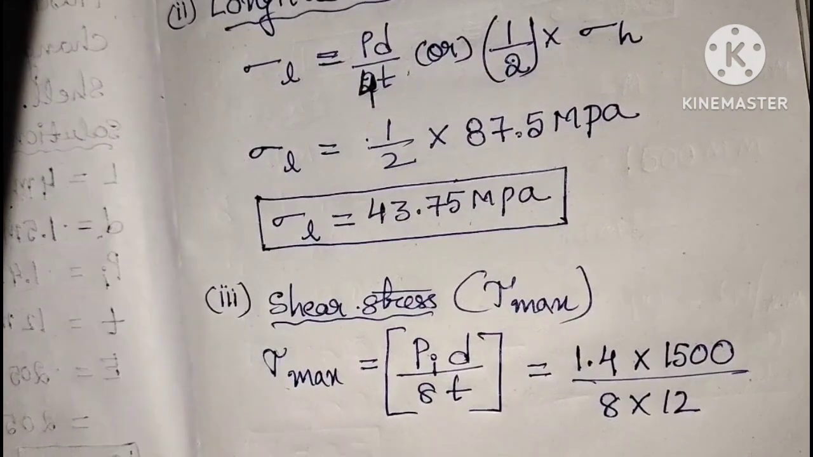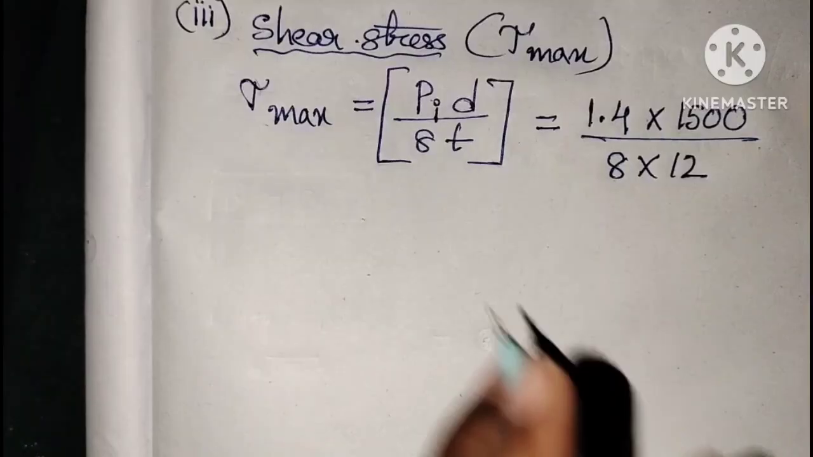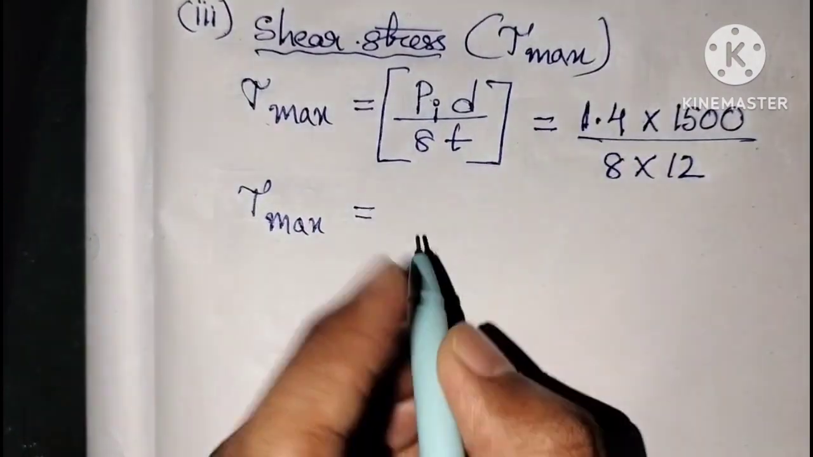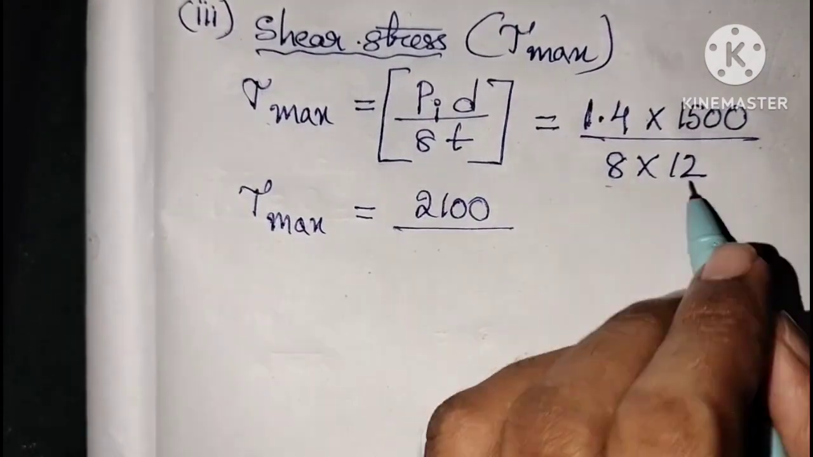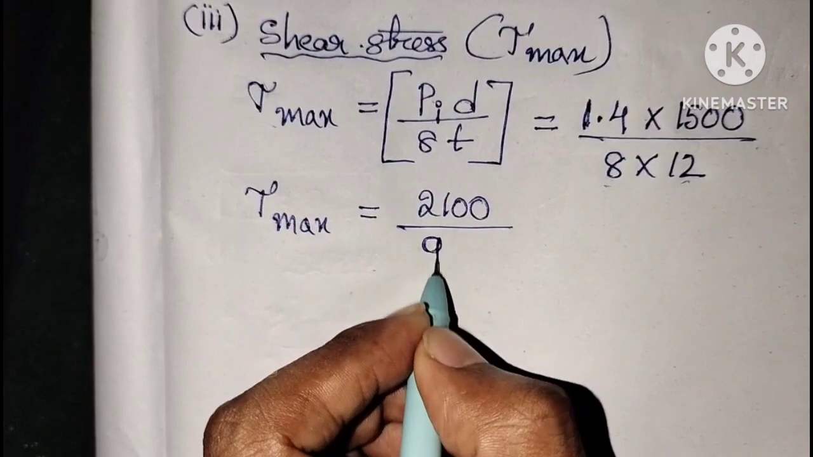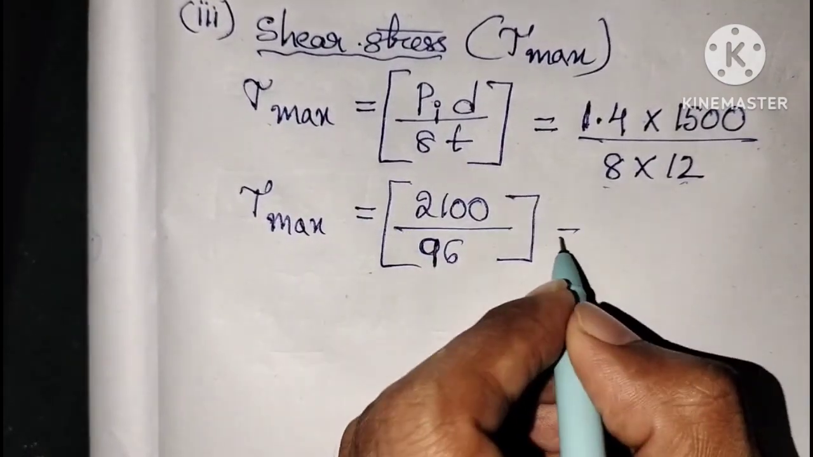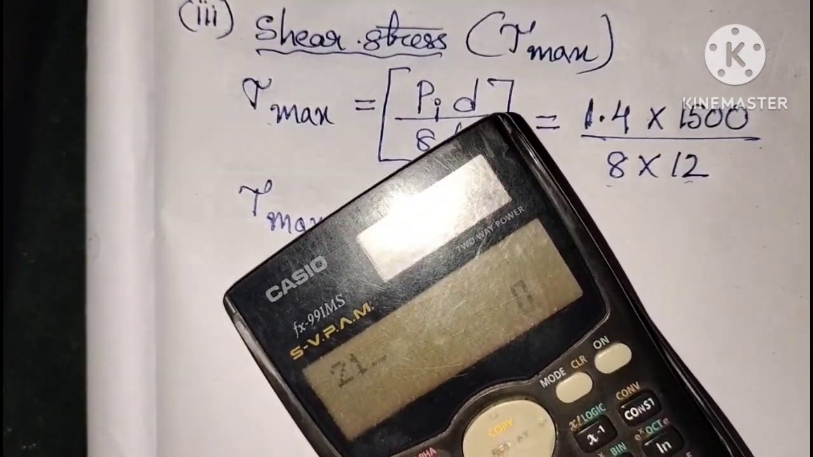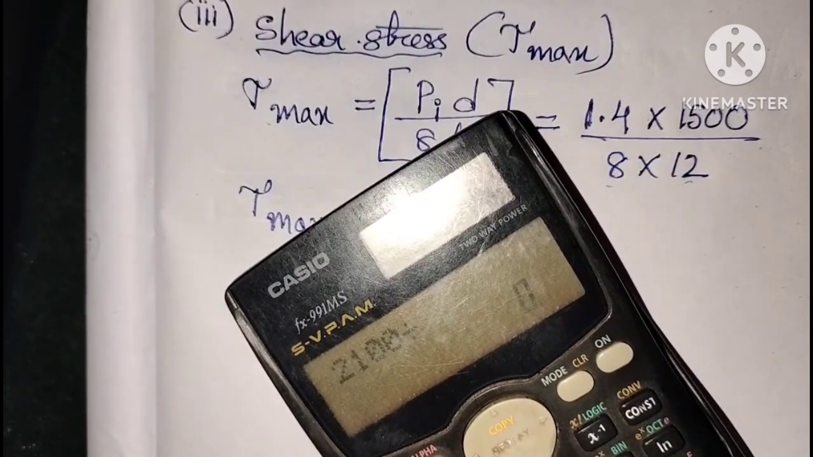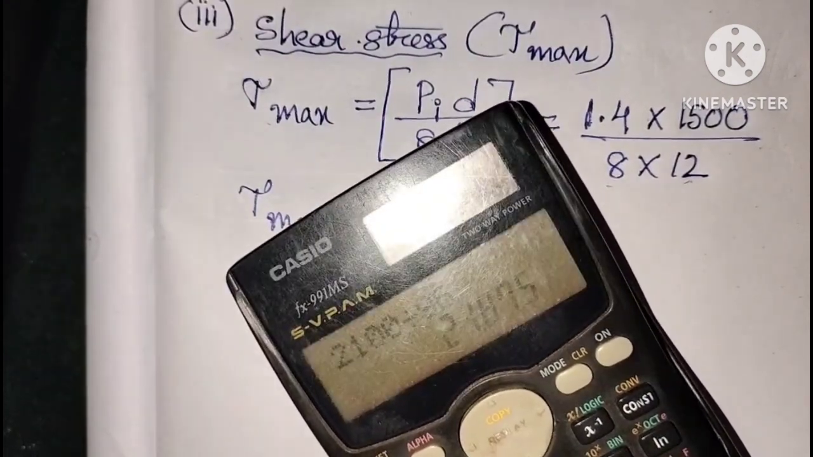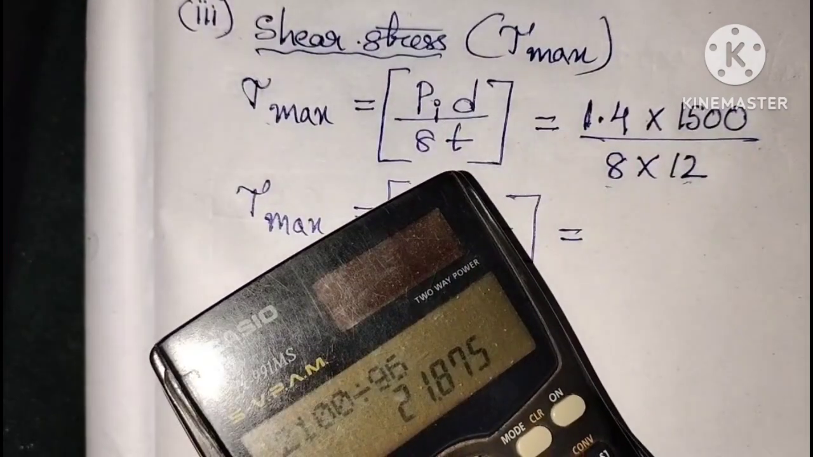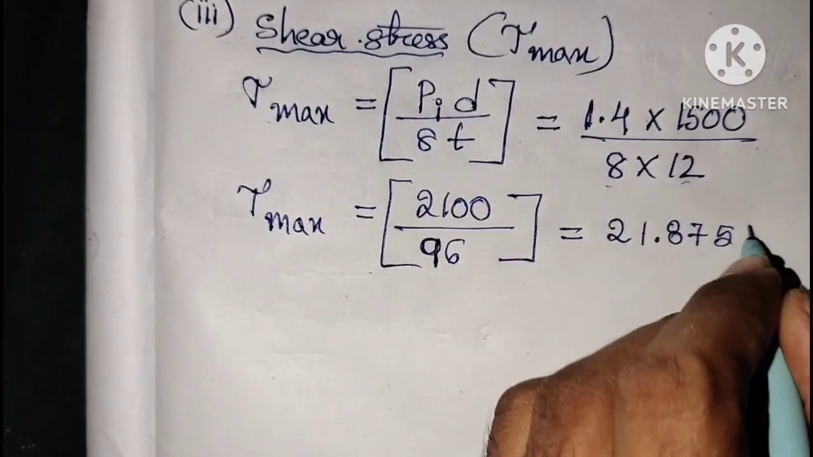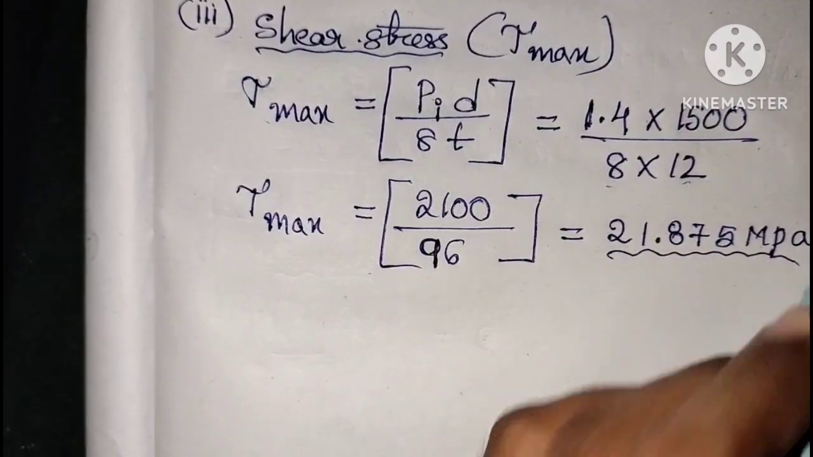Okay, so let's solve this. Tau max is equal to 1.4 into 1500, 2100, by 8 twelves are 96. So 2100 by 96, you will get 21.875 MPa megapascals. This is the maximum shear stress.